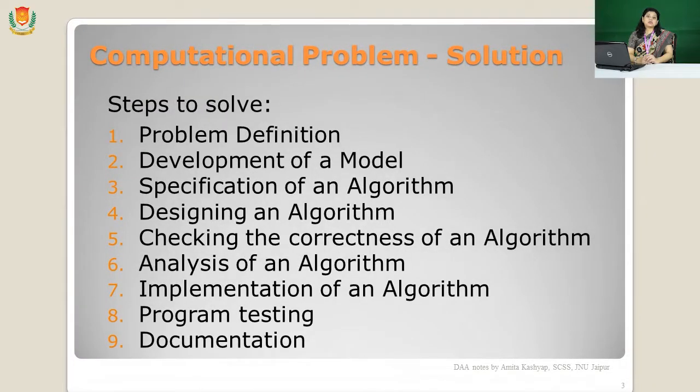Now what is a computational problem? It is a problem that has some complexity and needs some computation to be done. That problem can be computational or logical. So what are the steps to solve any computational problem?